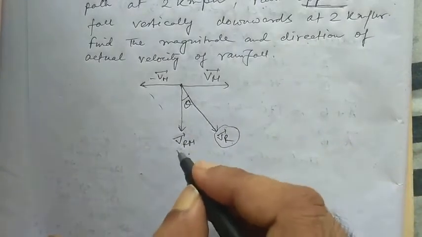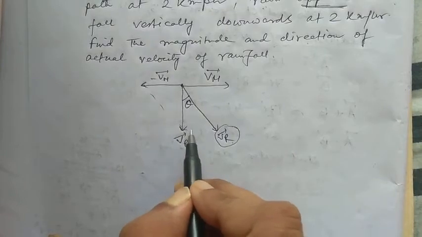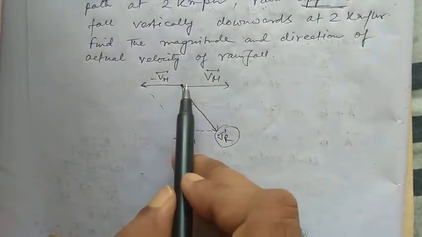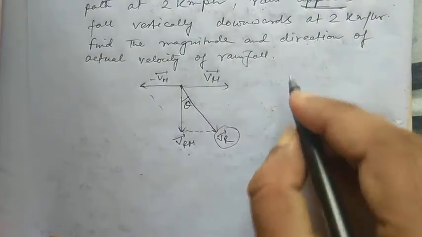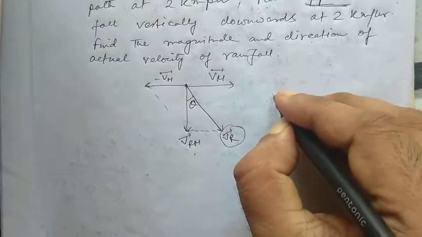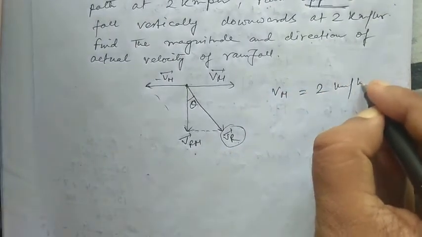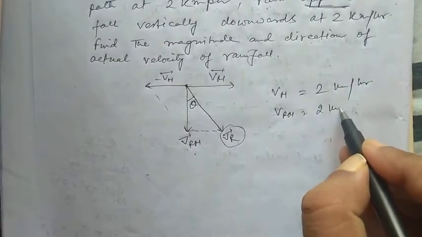Now how to find this out? We can find this out with the help of trigonometry and not by the vector rules. If this is Vm, this is also Vm. Now the data that is given: Vm is equal to 2 kilometers per hour, and Vrm is also equal to 2 kilometers per hour.